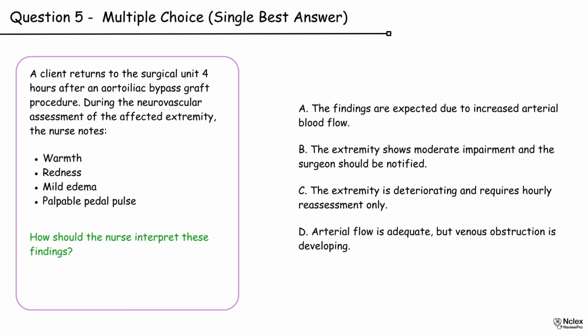Option A. The findings are expected due to increased arterial blood flow. Option B. The extremity shows moderate impairment and the surgeon should be notified. Option C. The extremity is deteriorating and requires hourly reassessment only. Option D. Arterial flow is adequate, but venous obstruction is developing. Take a moment. Think about reperfusion. Think about what happens to a previously ischemic limb when blood flow is restored. Pause here if you need to.